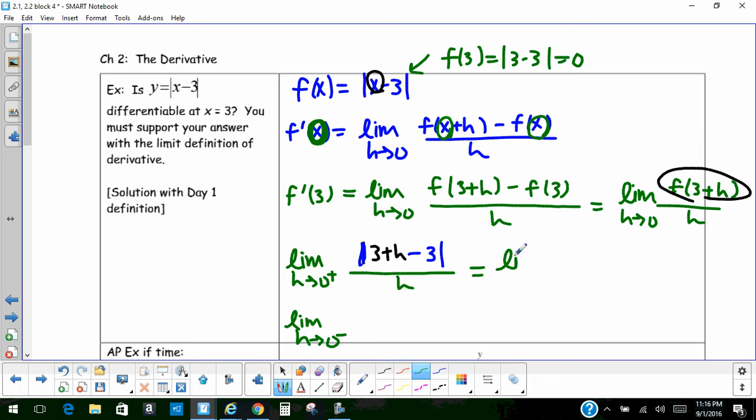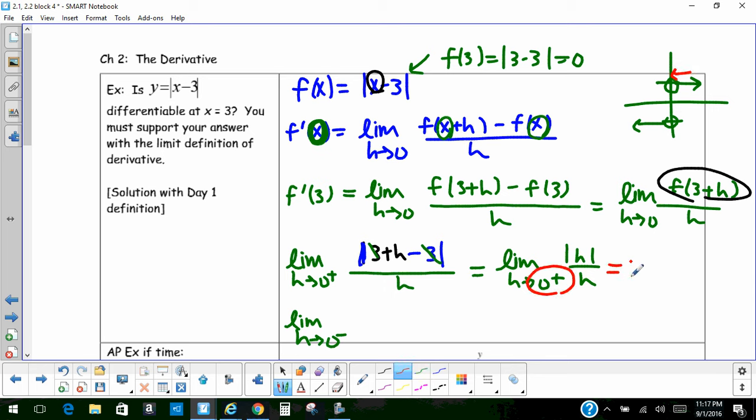Well, if you clean that up, that's the limit as h goes to 0 from the right of, well, those 3's are going to cancel. So now you're left with absolute value h over h. And that's a graph from chapter 1. Up at 0, 1 going to the right, down at 0, negative 1 going to the left. You're looking at the limit as you approach 0 from the right. It's up here. That answer's 1. You can do all the work down here for the bottom part, come up with that answer being negative 1. They don't equal, and so therefore f prime of 3 does not exist, just like it didn't exist when we worked on the new limit definition.